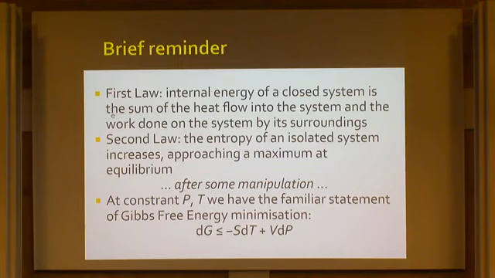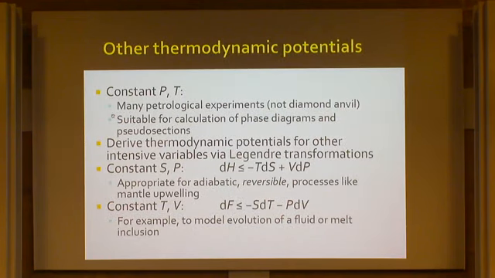Okay, and then I should say, so yes, this is the Gibbs free energy G, this is the entropy S, temperature, volume, pressure. There are other thermodynamic potentials that are suitable for other situations. That was for constant pressure and temperature, which, as we've mentioned, is suitable for experiments, phase diagrams, and plenty of other applications. You can derive thermodynamic potentials for other intensive variables. That's like a choice of pressure and volume, and then a choice of temperature, enthalpy, or entropy. So, for example, by Legendre transformation.